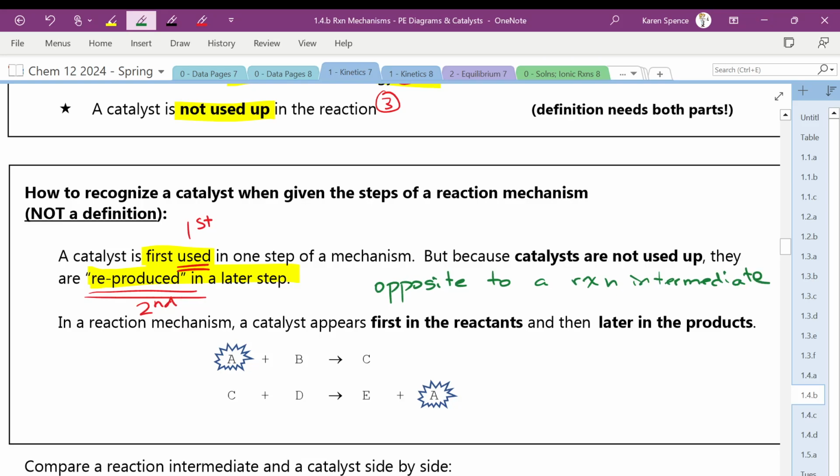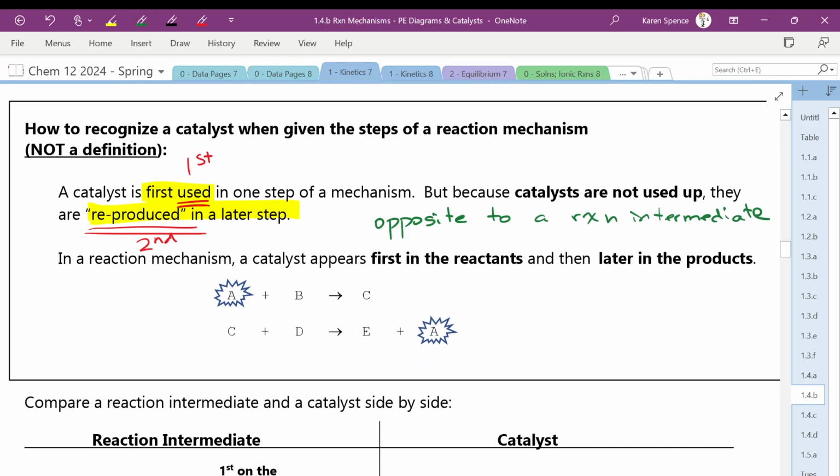So if you are going to recognize a catalyst, here's A. Okay, it is first in the reactants, and second in the products. And now it can go off and catalyze another reaction.